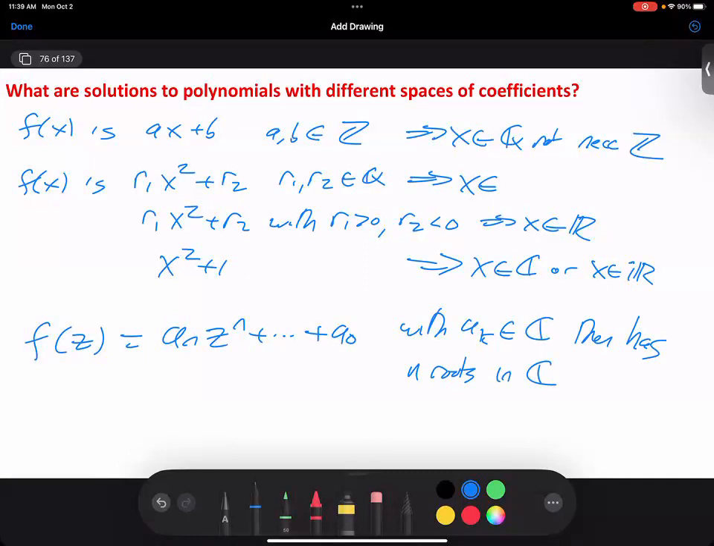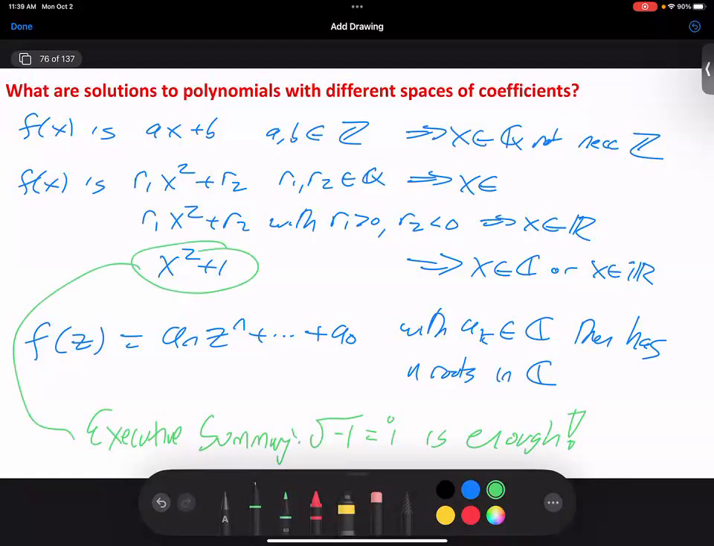So the higher level executive summary: the square root of negative 1 equals i is enough. Once we incorporate the square root of negative 1, there's no need to introduce other things. Where is the square root of negative 1 coming from? It's coming from this polynomial, x squared plus 1. Once we put in its solution, we don't need to do anything else. That's really nice.